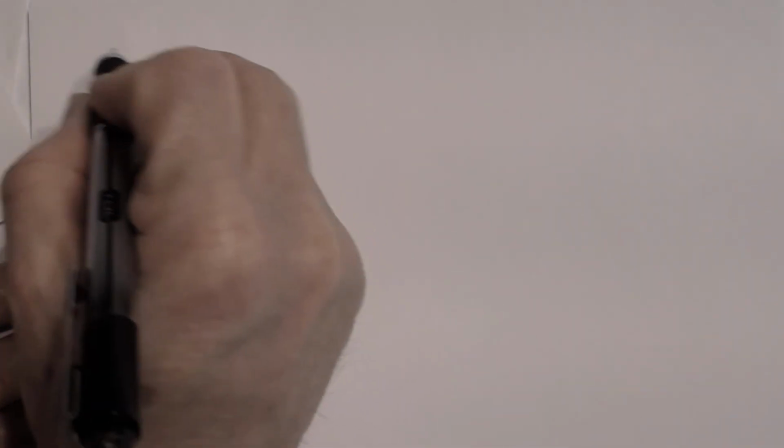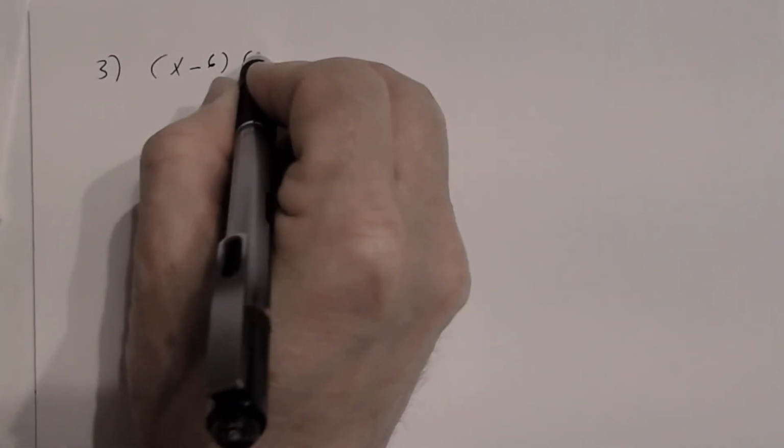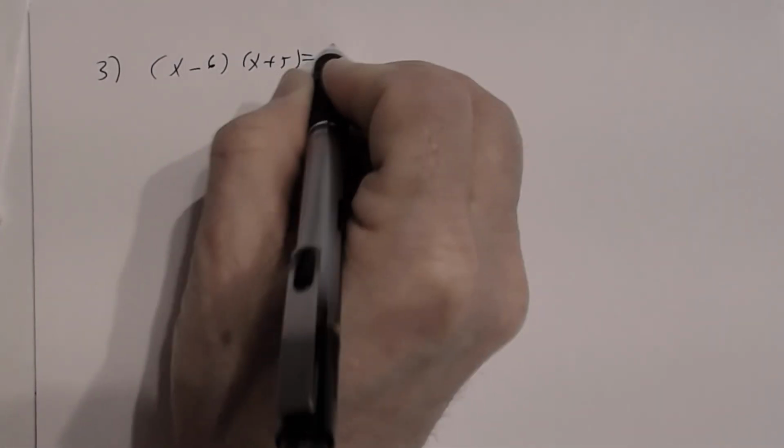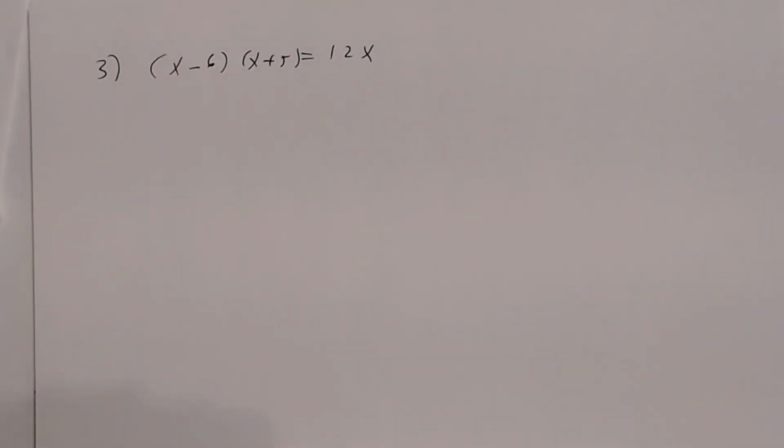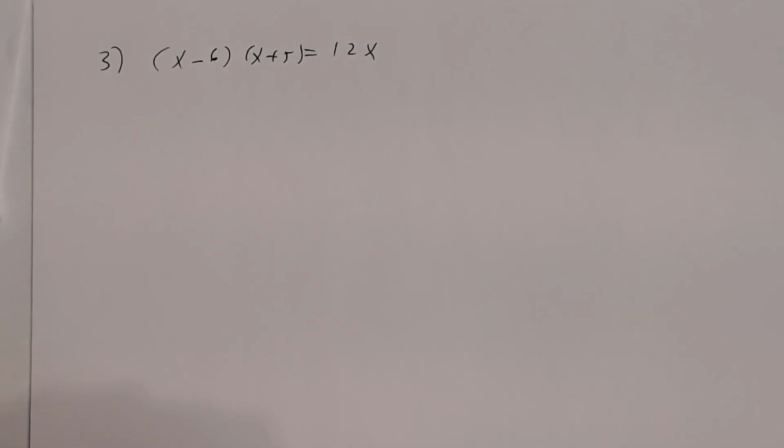So let's get number 3. Number 3, we have x minus 6 times x plus 5 is equal to 12x. So x minus 6 times x plus 5 equal to 12x.